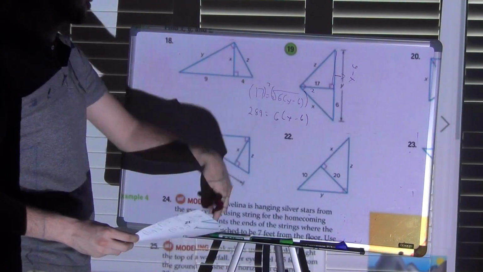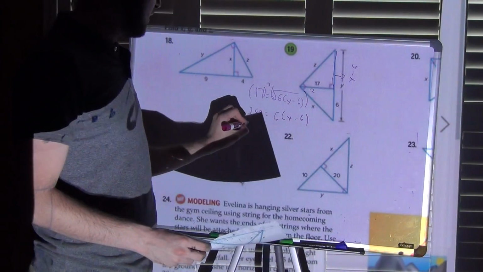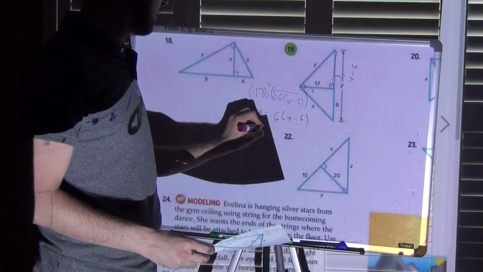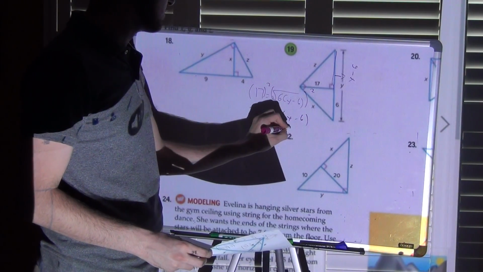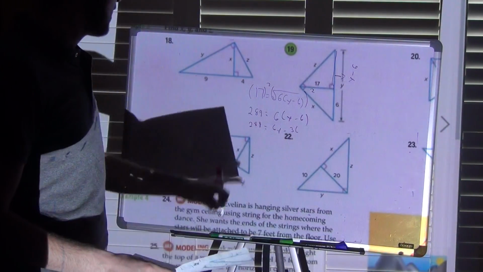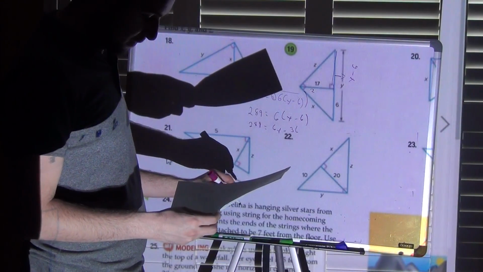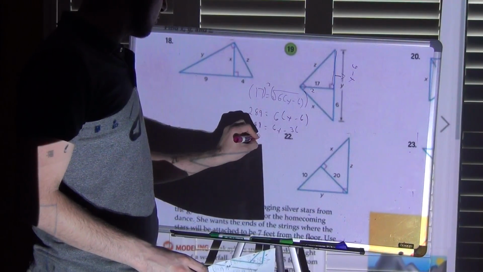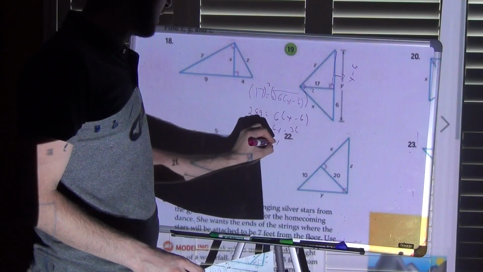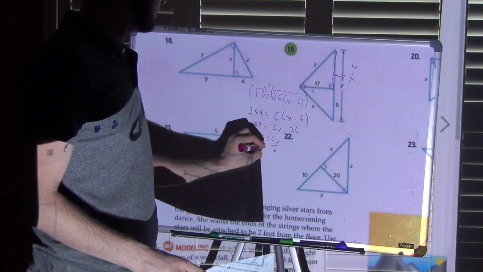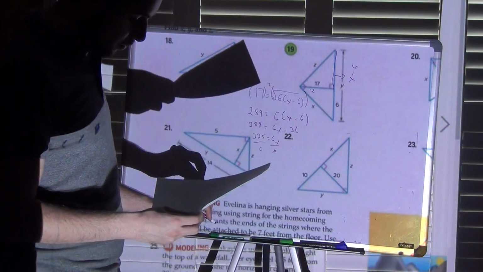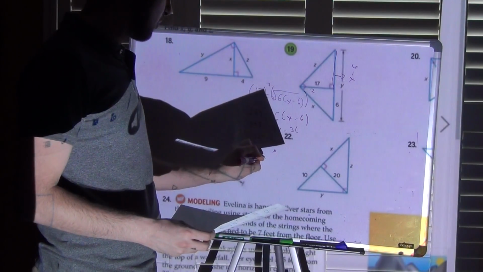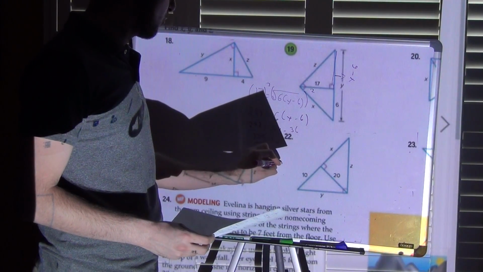Alright, then I would distribute the 6 out. So I would get 289, so I'm solving for y now, equals 6y minus 36. Then I would add the 36 over, and I would get 325 equals 6y, and then I would just divide by 6. So I would get y equals approximately 54.2.